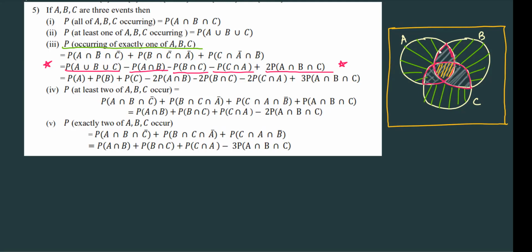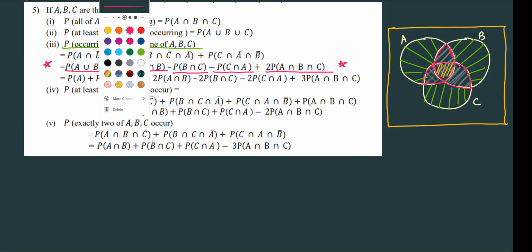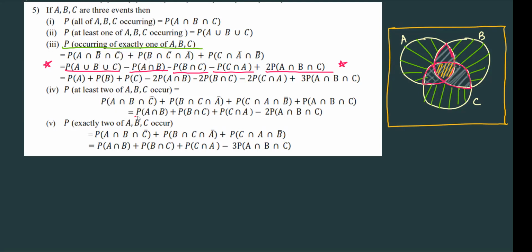So that turns out to be P of A intersection B plus P of B intersection C plus P of C intersection A. Now I've included the inner region thrice. I have to subtract it twice. So instead of counting it once, I've counted thrice. So I have to reduce it by 2. So I get this.